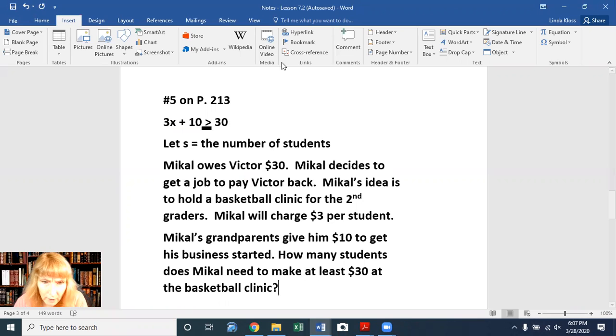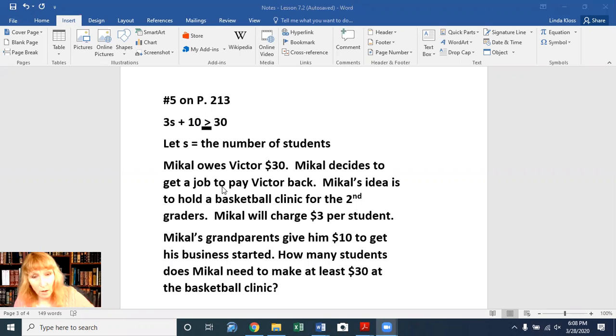So go back up here and look at it. This expression here needs to be greater than or equal to 30. He charges $3 per student. X is our students. In fact, we're going to change that from an X to an S. I always think to use the variable that represents what we're talking about. And the $10 is how much his grandparents gave him to just get his business going. So now we could solve that for S, and we'll do that in the next video, but we just had to write the equation in this case, and that is our equation.